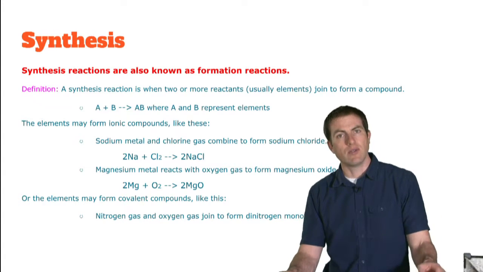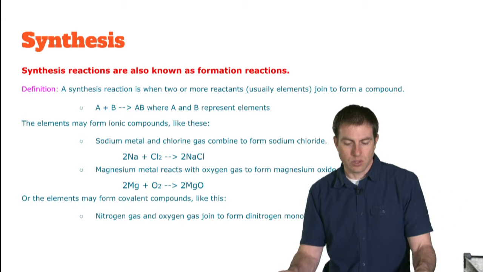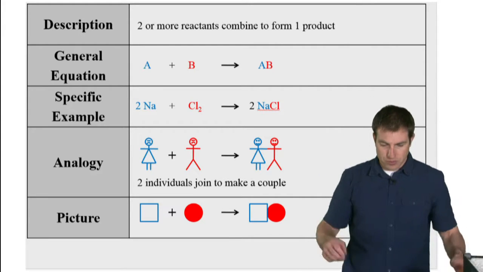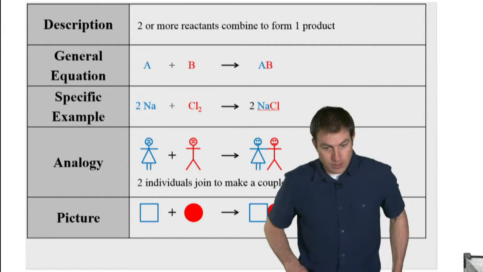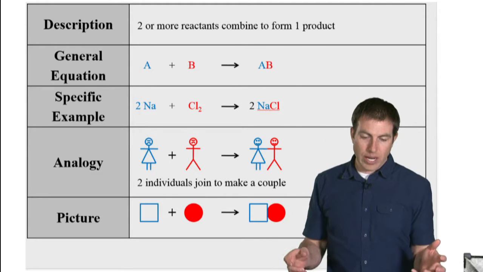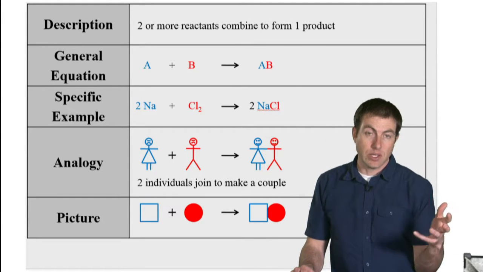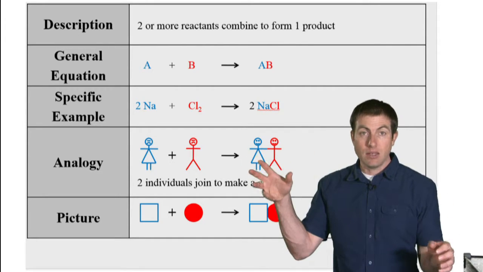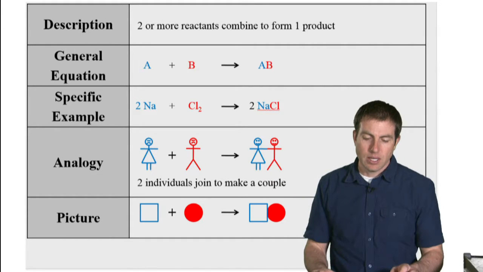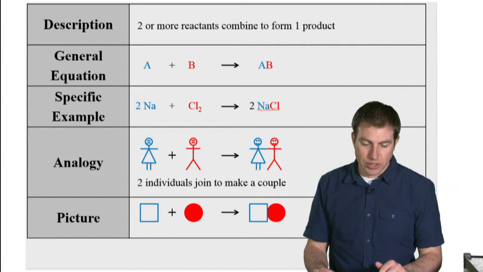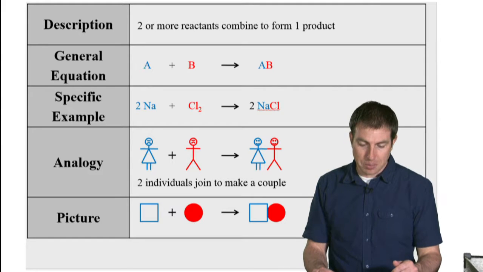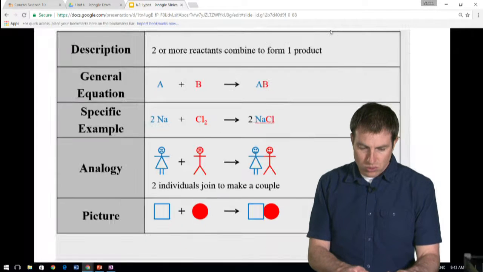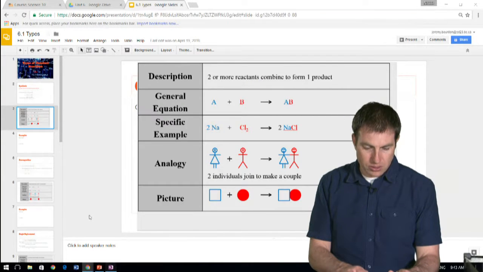We can, instead of writing the skeleton equation, just give you a word equation. So this is what synthesis looks like. These are different ways to represent the same thing. So 2 or more reactants combined to form a product. So that's how we can say it in words. Just a general equation, A's and B's acting as variables. You have an A, you have a B, they stick together and you get AB. A specific example, sodium and chlorine, an analogy, and a picture. So this is synthesis.